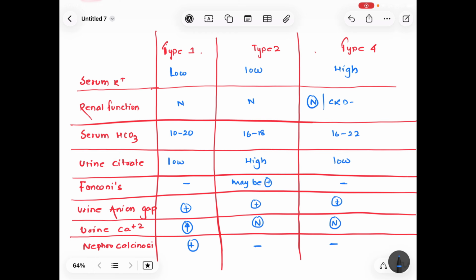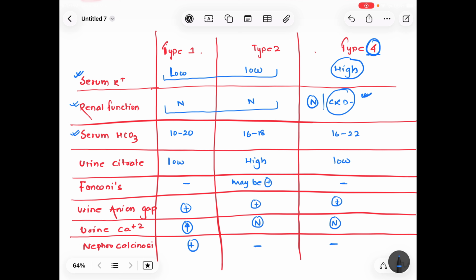So now we will compare the different types of RTA we have discussed till now. Starting with the first one, serum potassium. Serum potassium is low in type 1 and type 2 RTA and high in type 4 RTA. Renal function is normal in type 1 and type 2 RTA. It can be associated with CKD in type 4 RTA. Type 4 RTA can be associated with CKD.